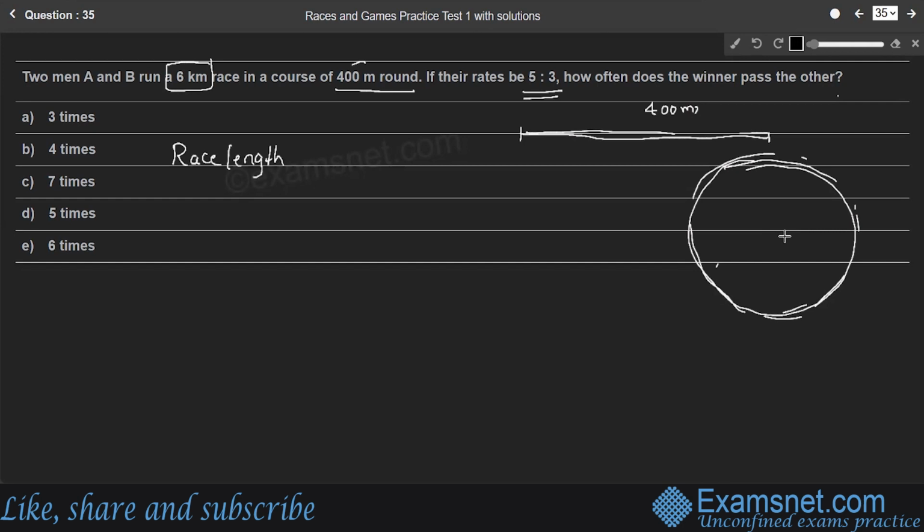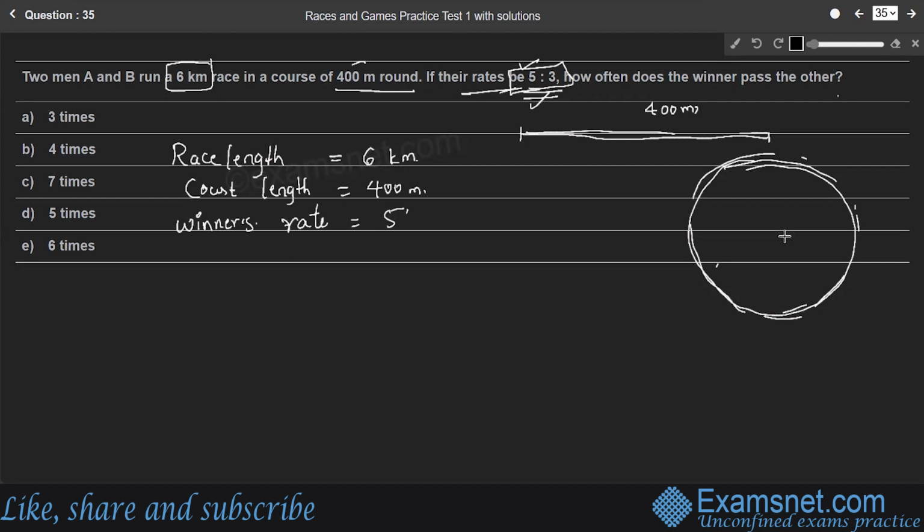So we'll consider race length is equal to 6 kilometer and course length is equal to 400 meter. If their rates be 5:3, then 5:3 rates means the first person is moving with more speed, right? Therefore, here the first person is the winner. So winner's rate, or winner's speed, is 5. How often does the winner pass the other? How many times does the winner pass the other person, right?